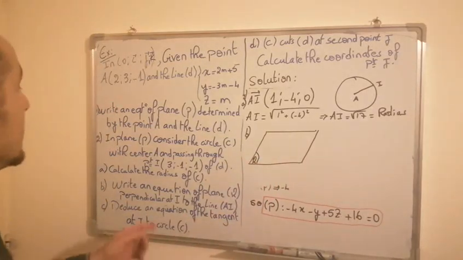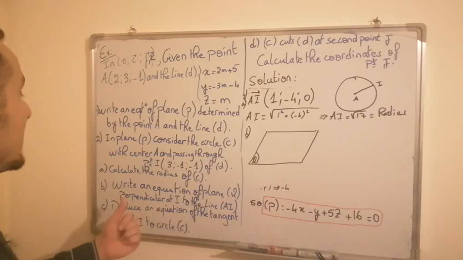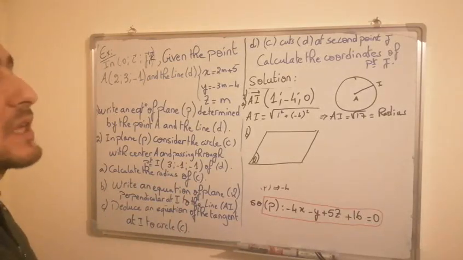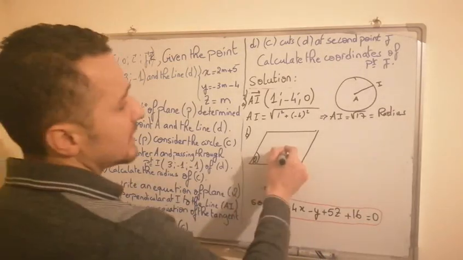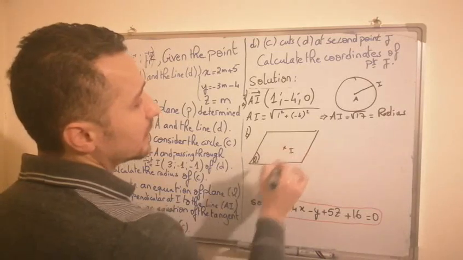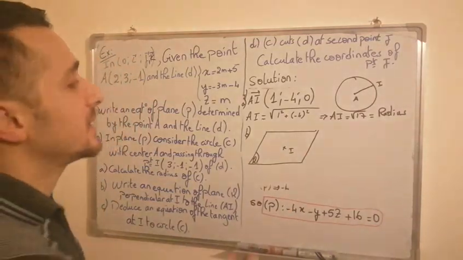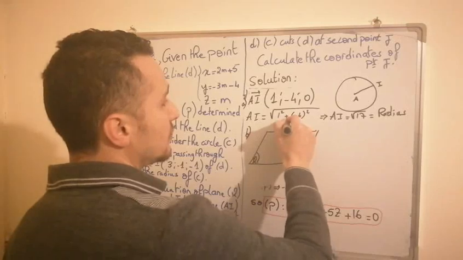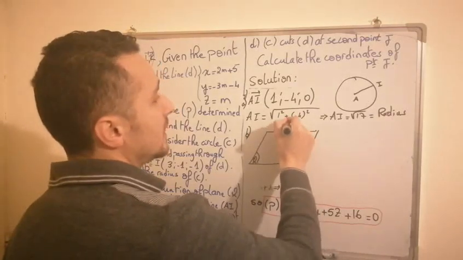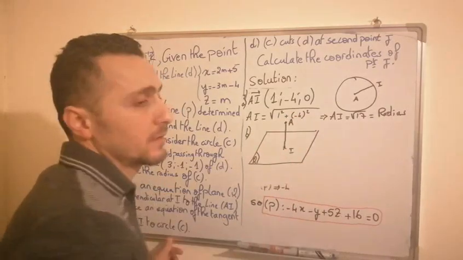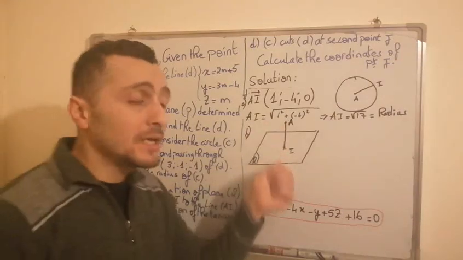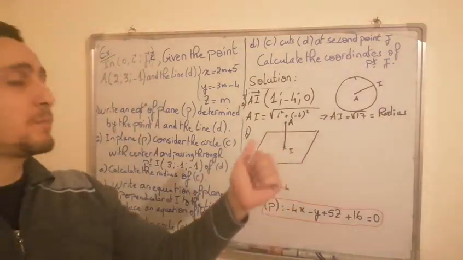When it says write an equation of plane Q perpendicular at I to the line AI, so I is a point belonging to this plane, perpendicular at I to AI. So it looks like this. We have a line perpendicular to this plane Q.